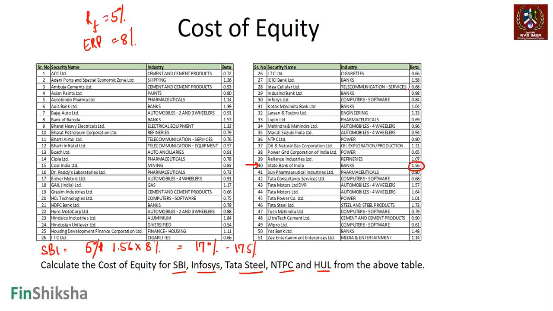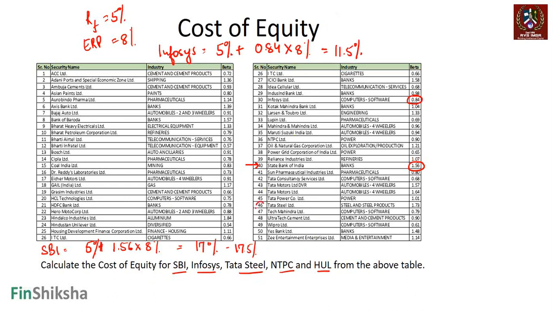Let's look at Infosys now. Infosys is 0.84, right? So if I were to calculate for Infosys, that's going to be 5% plus 0.84 into 8%. That's approximately 8 into 8 is 64, so this should be 6.5% or something. That should work out to 11.5% for Infosys.